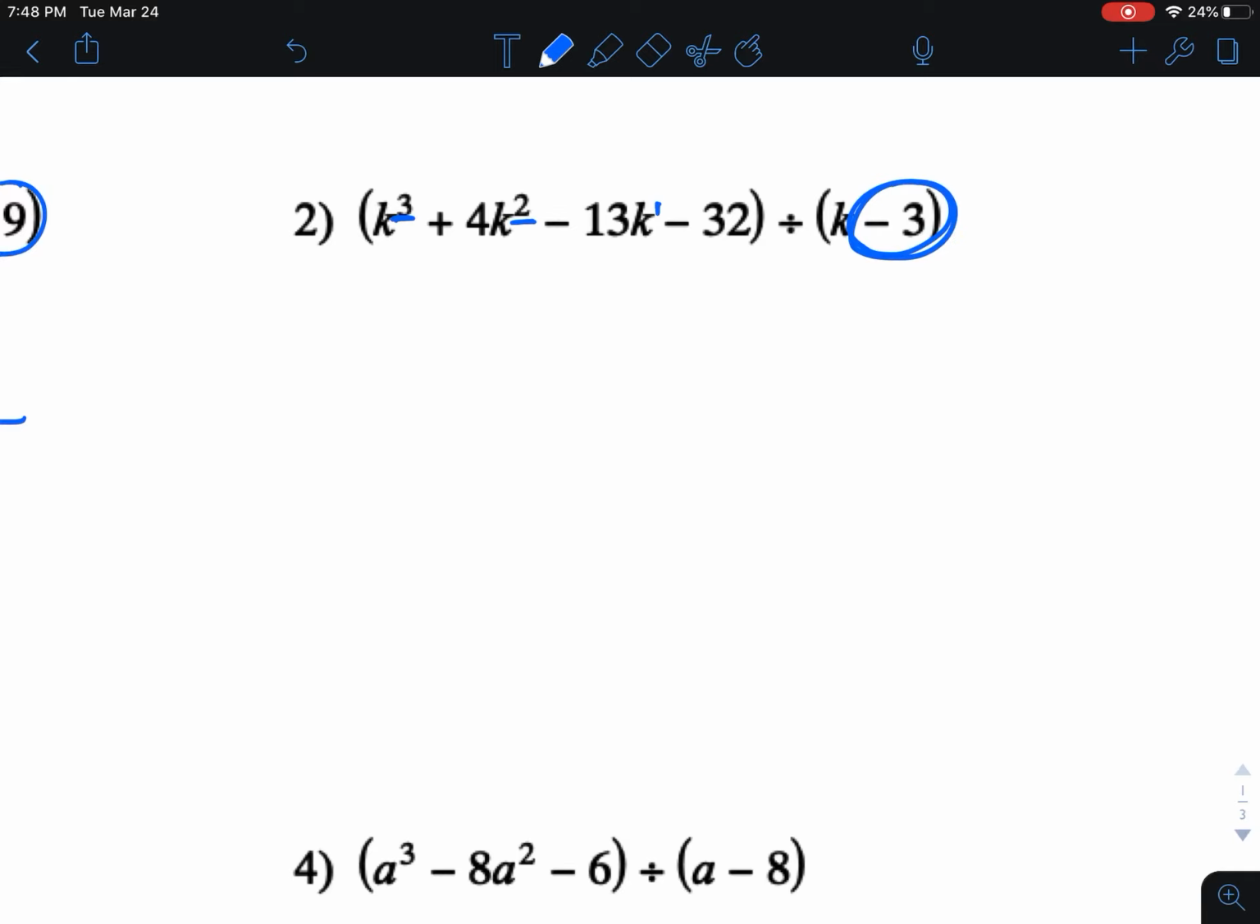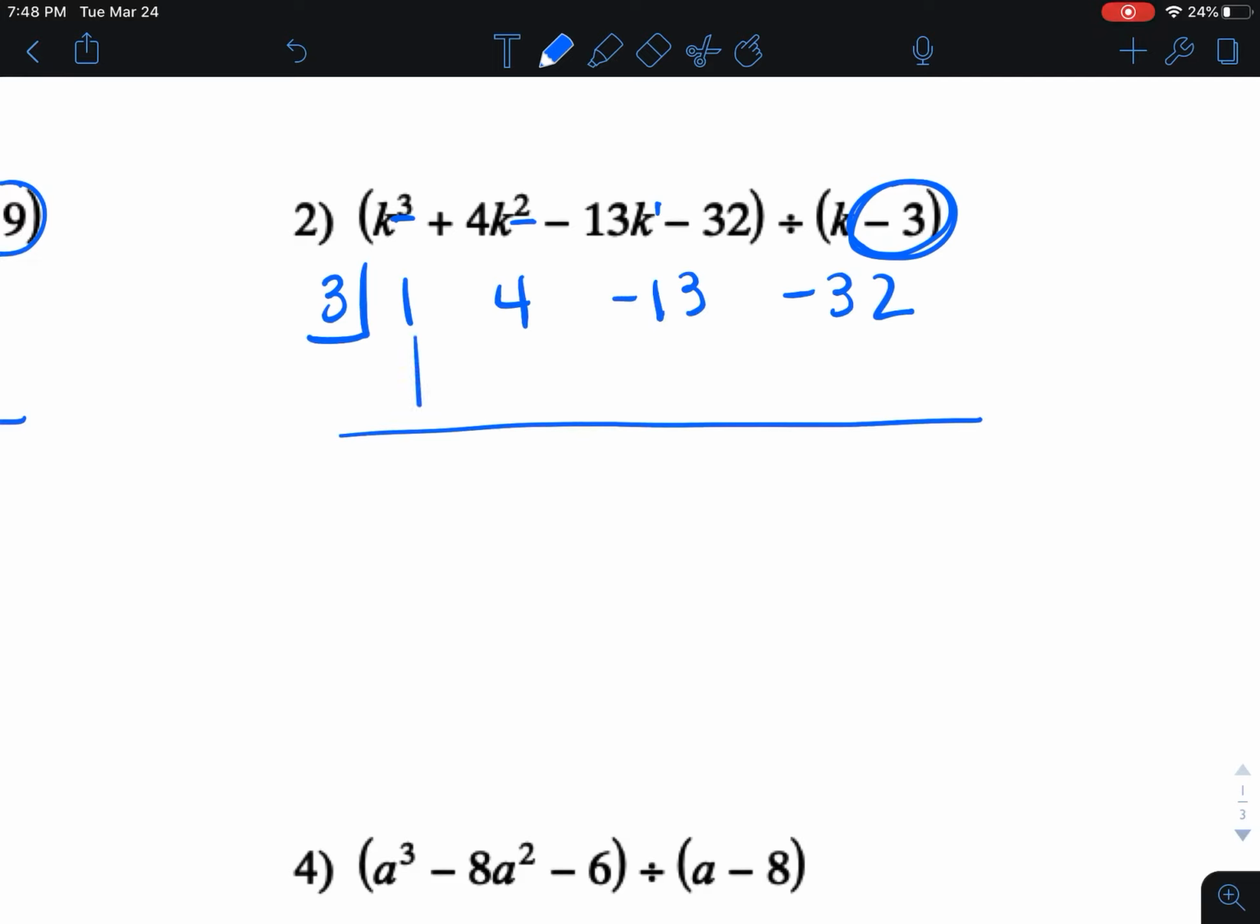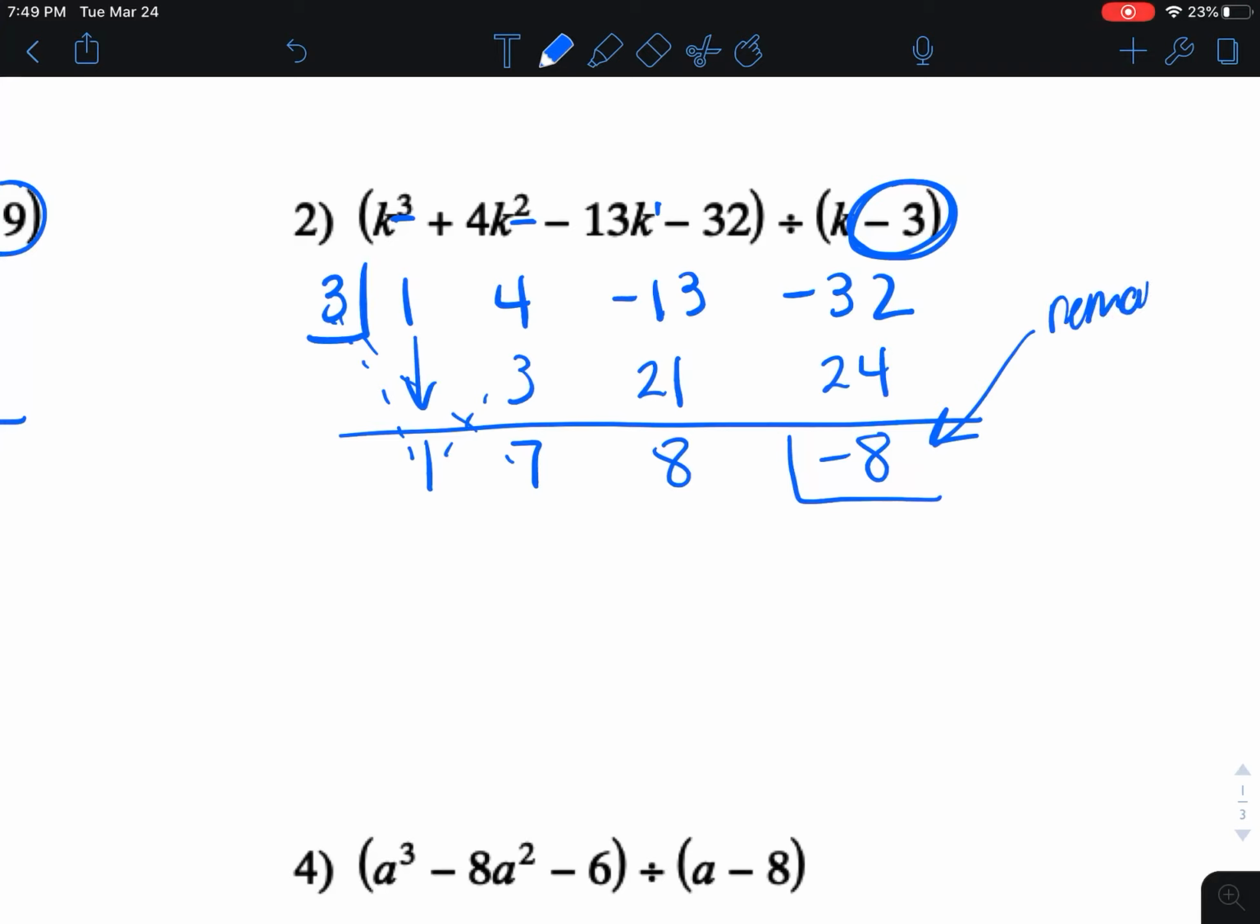Then I'm going to start with this. Take the opposite of -3, and that's +3. Then I'm going to write down my coefficients, again being sure that I write down any negatives. Leave some space. The first number comes straight down. 3 times 1 gives me 3. Add gives me 7. 3 times 7 gives me 21, and when I add that, that gives me 8. Then 3 times 8 gives me 24. Now notice we have a remainder this time. This is your remainder, meaning this is what we have left over.